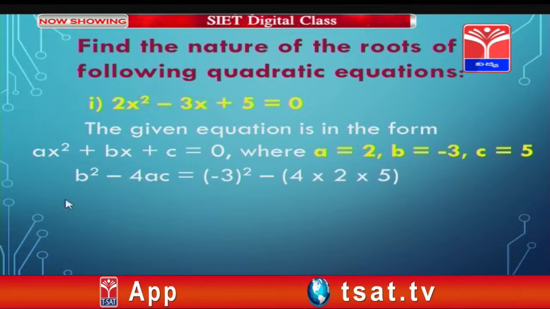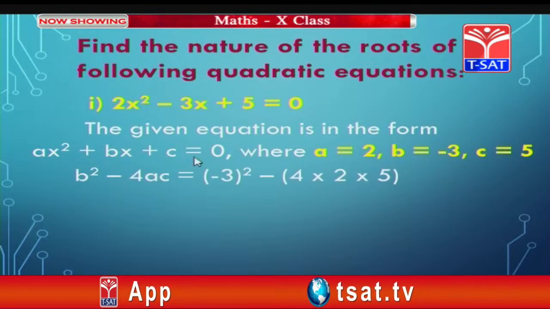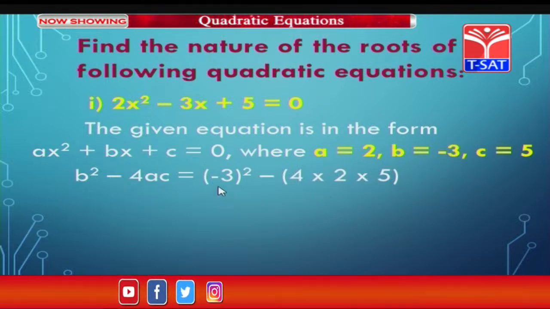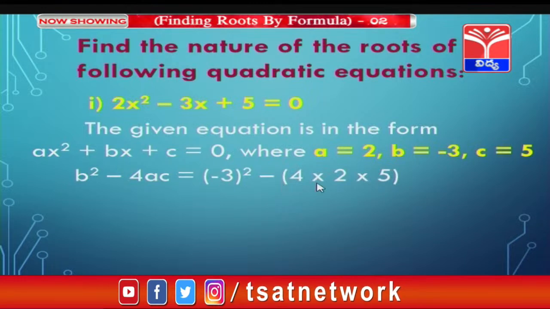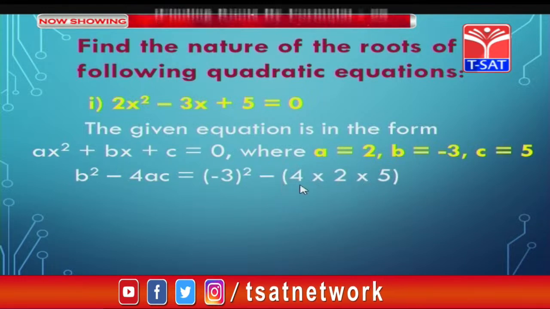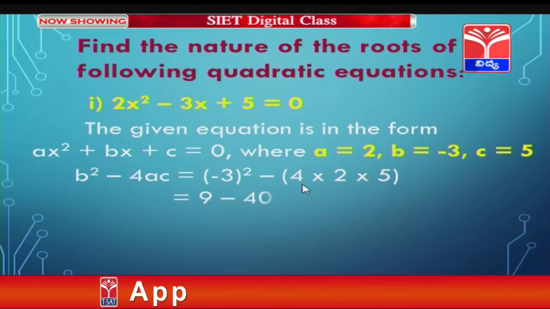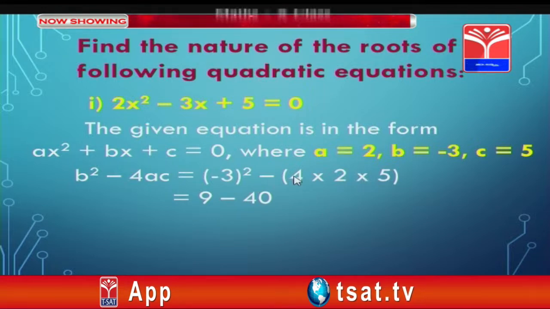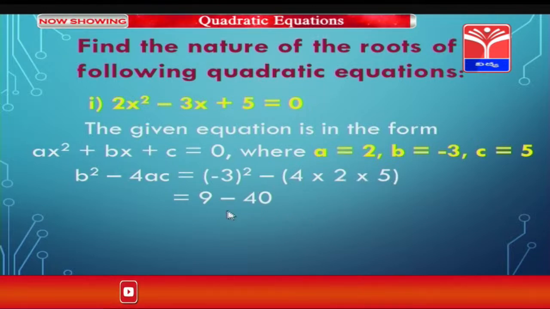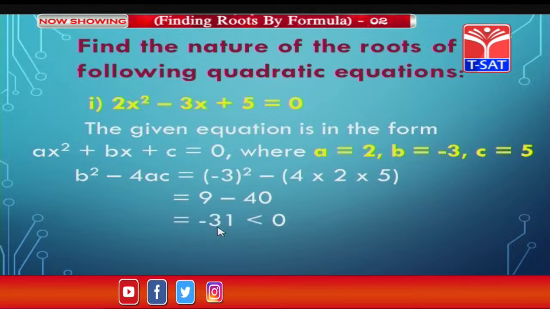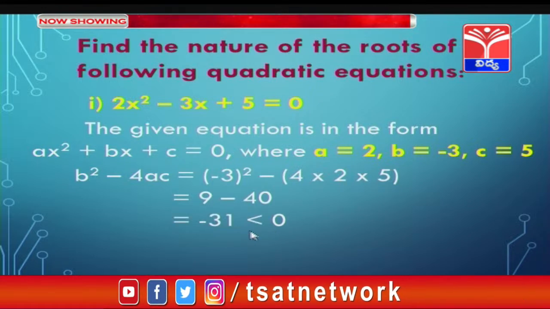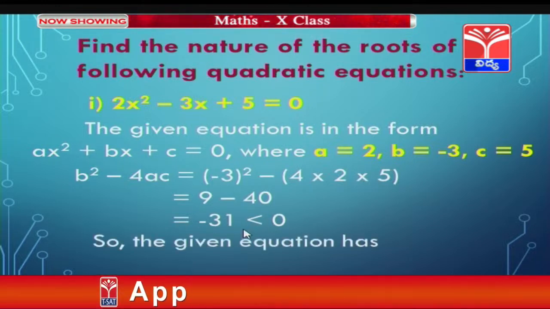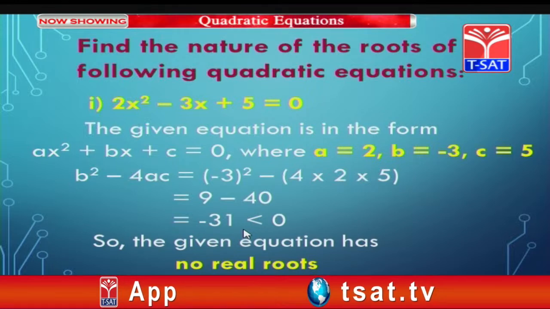So, let us find b square minus 4ac value. When we are substituting the respective values, we get minus 3 whole square minus 4 into 2 into 5, which is our 4ac value. Then, we know minus 3 whole square is 9 and 4 into 2 is 8, 8 fives are 40. So, we get 9 minus 40, which is minus 31, less than 0, and we know all the negative numbers are less than 0. So, the given equation has no real roots.